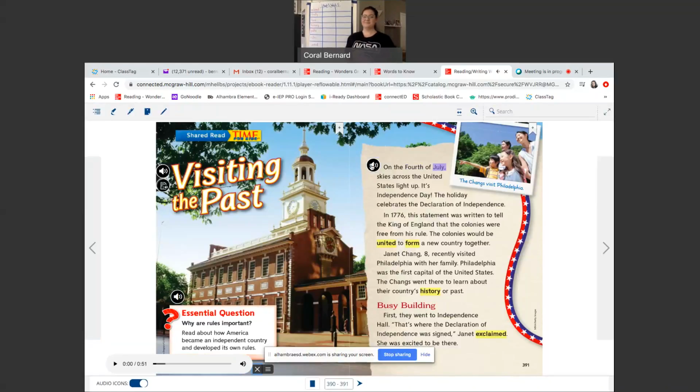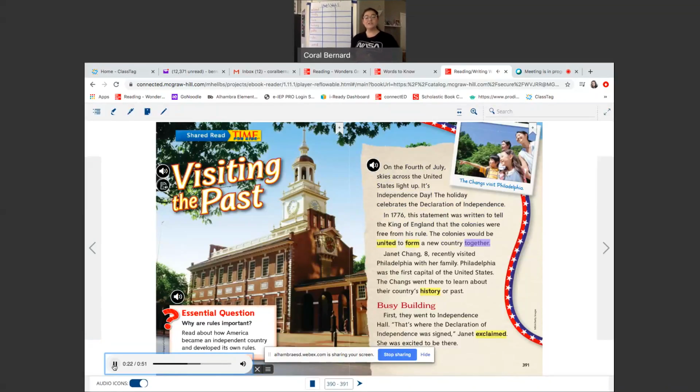On the 4th of July, skies across the United States light up. It's Independence Day. The holiday celebrates the Declaration of Independence. In 1776, this statement was written to tell the King of England that the colonies were free from his rule. The colonies would be united to form a new country together.